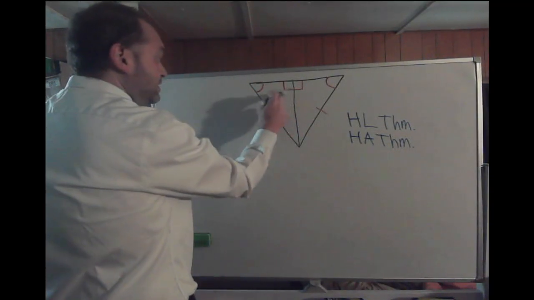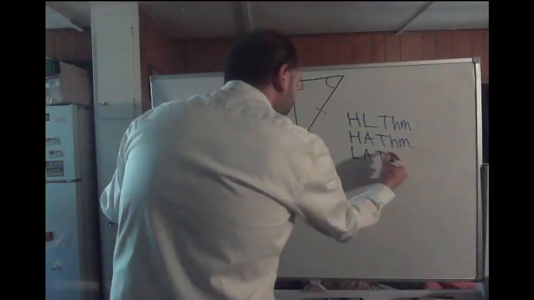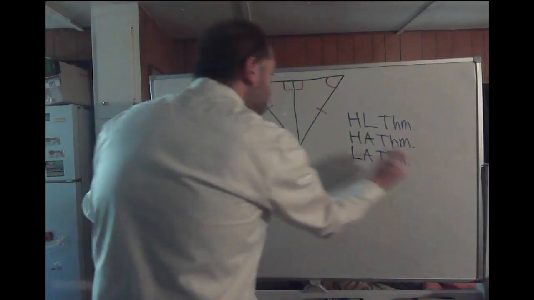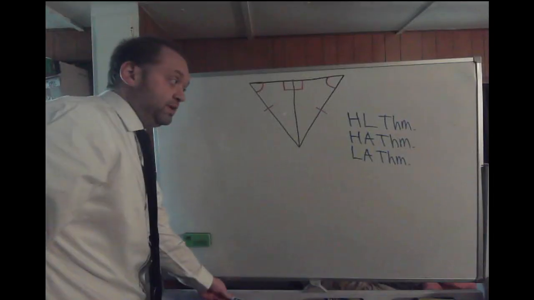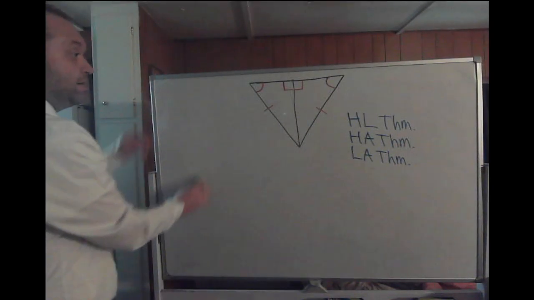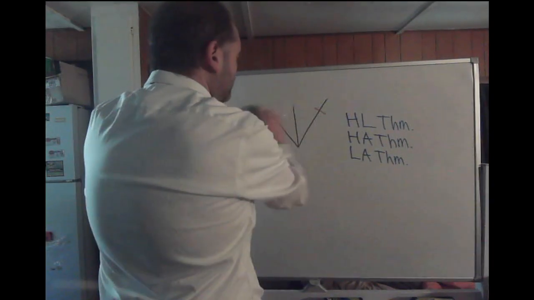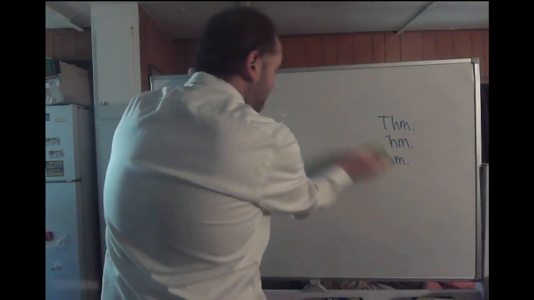And then you have the leg acute angle. You even could have used the LA theorem, the leg acute angle theorem. So there's actually three ways we can prove these two triangles congruent. Take your pick. You only need to use one of them, but there were actually three ways we could have proven it. Okay, what's next?